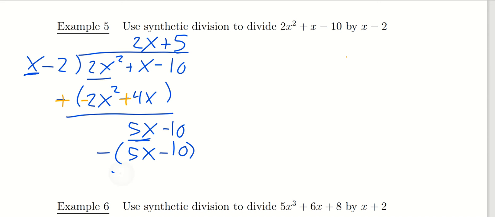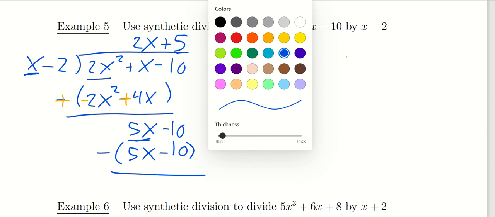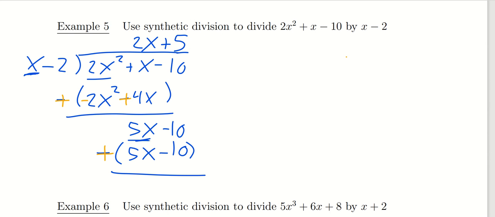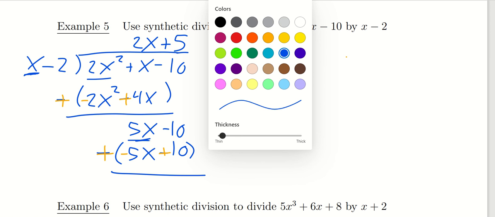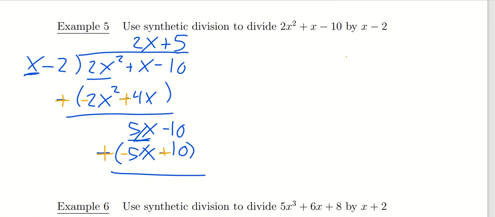And again, we're now going to subtract the line. To do that subtraction, let's change it to addition of the opposite. 5x and negative 5x cancel. Negative 10 and positive 10 cancel. And so we get a remainder of 0, which means that it actually divides in evenly. So the answer is 2x plus 5.